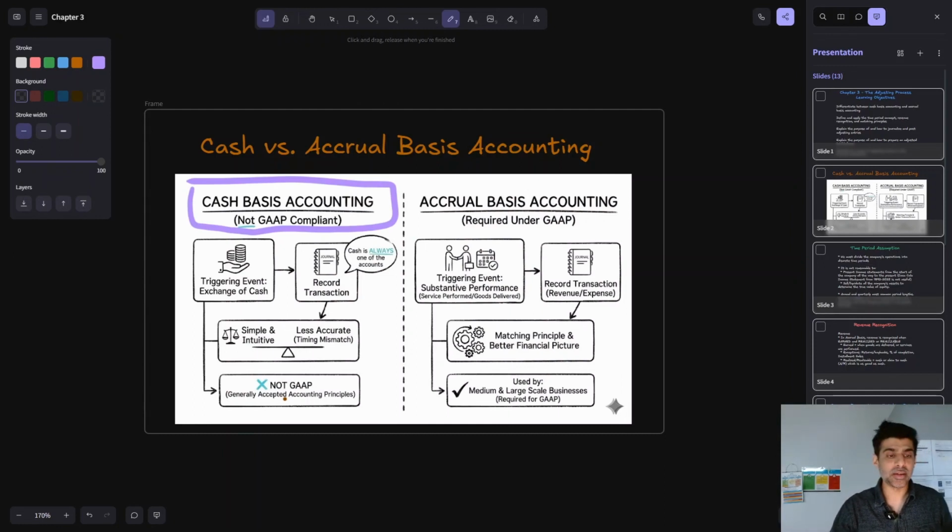Okay, what we're doing in this class and what we're going to continue to do is accrual basis accounting. Okay, so what is the difference? In cash basis accounting, every journal entry will have cash involved. What happens if your business performs some service and you give them an invoice and they're going to pay you later? What is that journal entry, first of all?